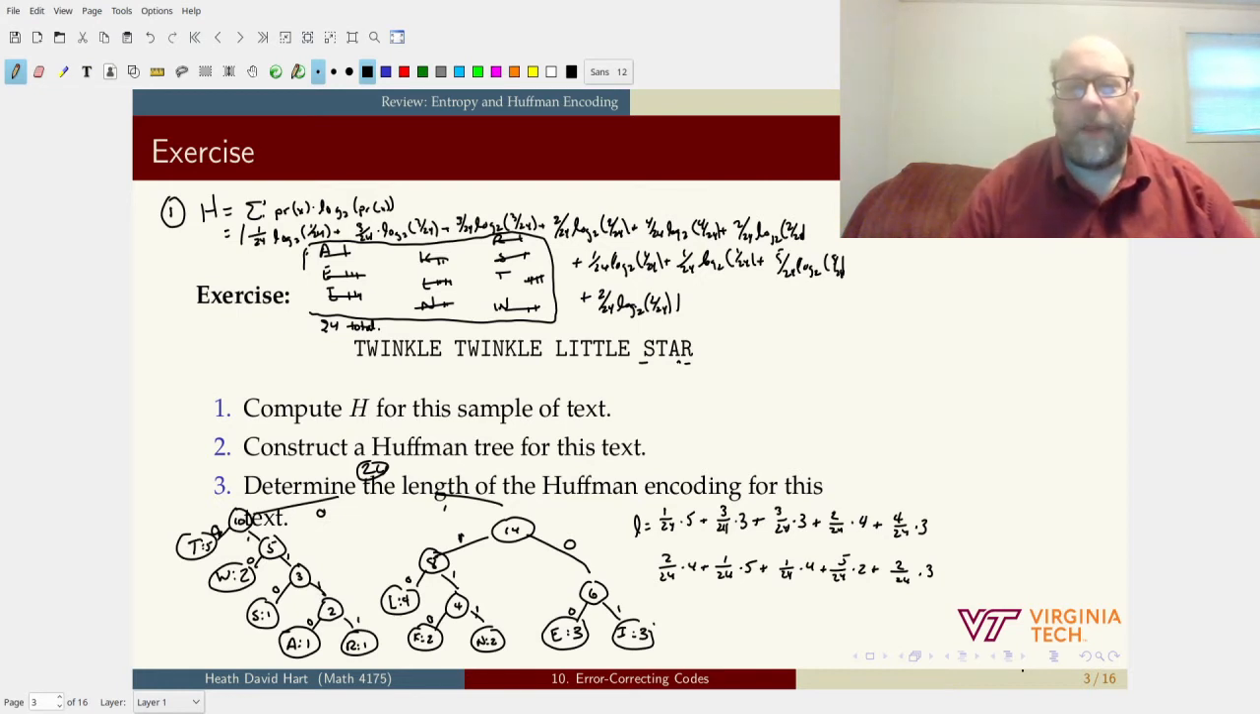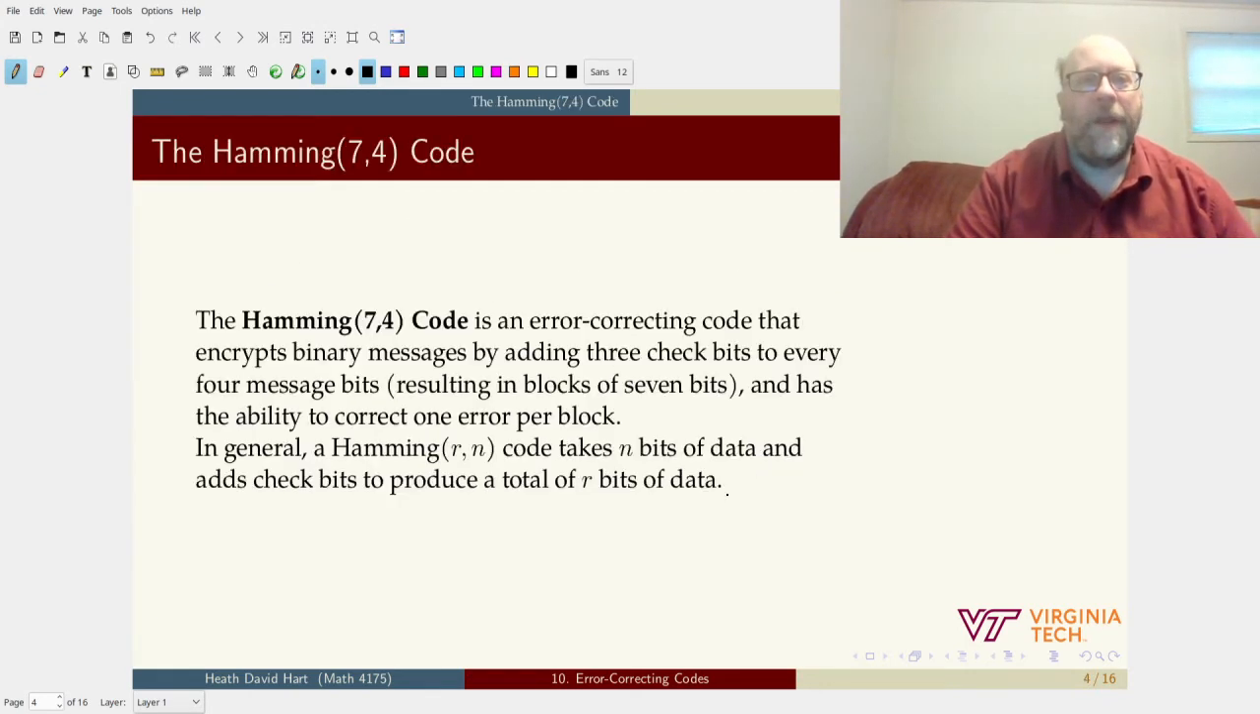And when you multiply all that out, you get the length of the Huffman encoding. Eta and L should be, again, very close to each other, and that's one way you can check your work. All right, so that's all review of what we did last time. Let's move on and try some new stuff.